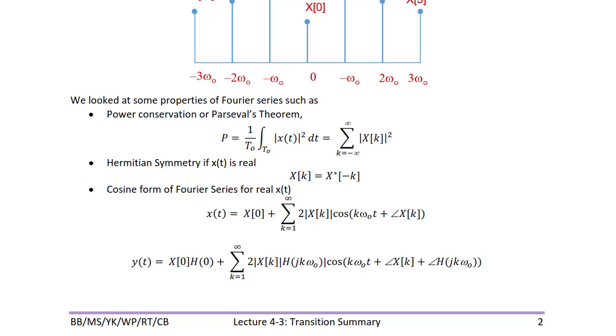So this concludes lecture 4-3 on the transition summary. On to Fourier transforms.